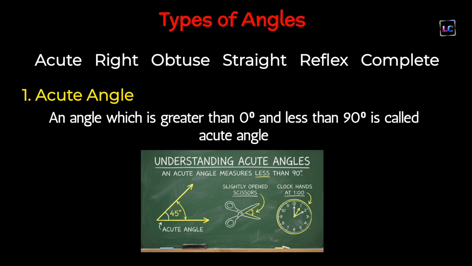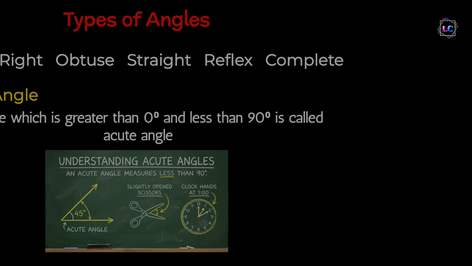Look at these real-life examples. A slightly open pair of scissors forms an acute angle. Similarly, the hands of a clock at 1 o'clock also form an acute angle because the angle between the hands is less than 90 degrees.